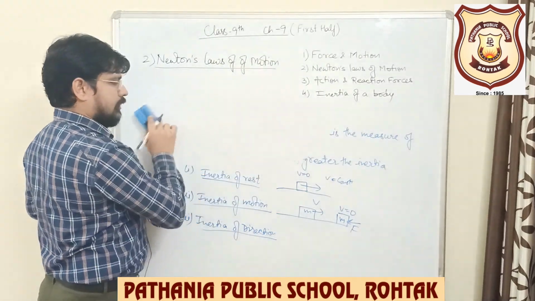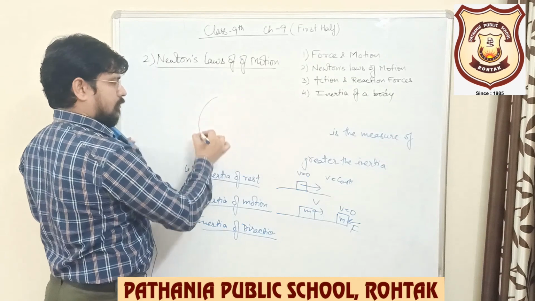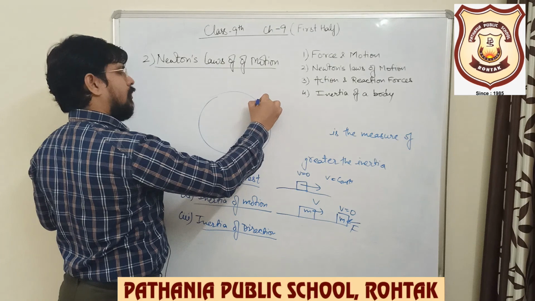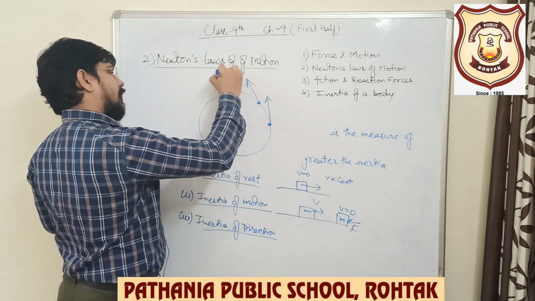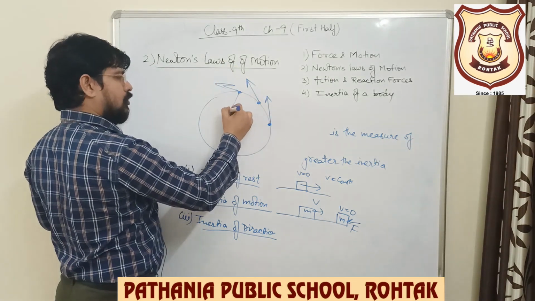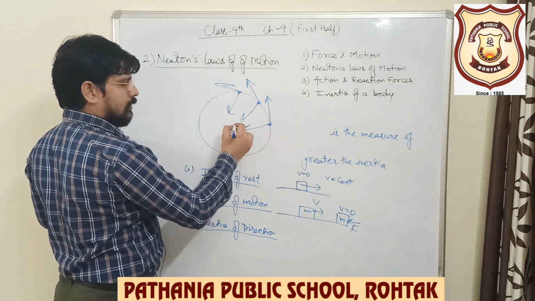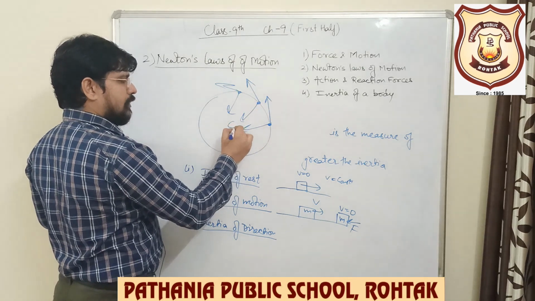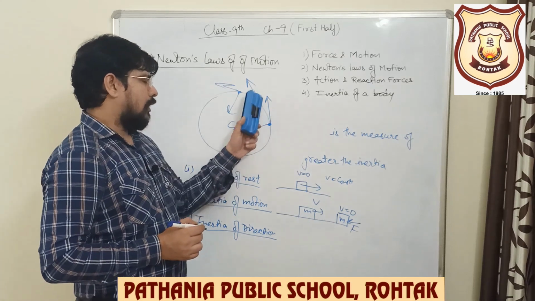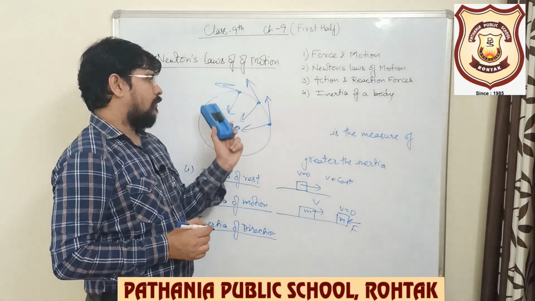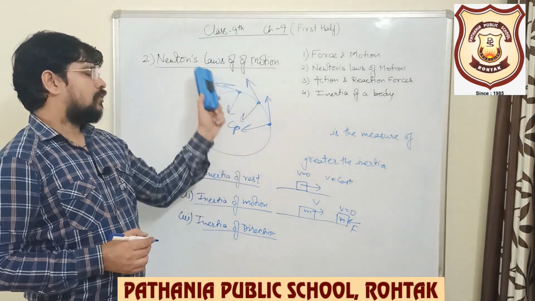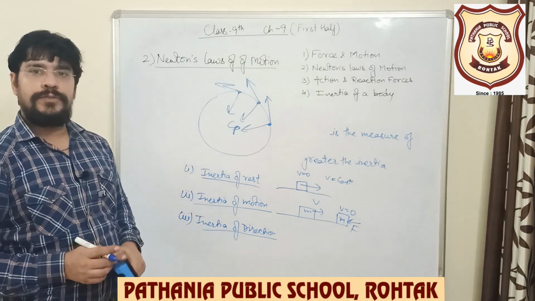If you are moving in a circle, then at every point your body wants to move in the direction tangent to the circle, and at each and every point the direction of our body is being changed by a force which is always towards the center, that is known as centripetal force. This centripetal force is required because the direction of motion is always changing, and the tendency of a body to maintain its direction of motion is known as inertia of direction.